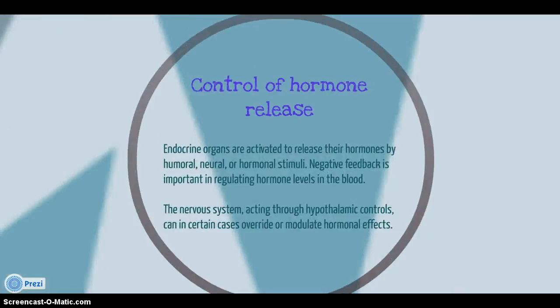And what about control of hormone release? Endocrine organs are activated to release their hormones by humoral, neural, or hormonal stimuli. Negative feedback is important in regulating hormone levels in the blood. The nervous system, acting through hypothalamic controls, can in certain cases override or modulate hormonal effects.